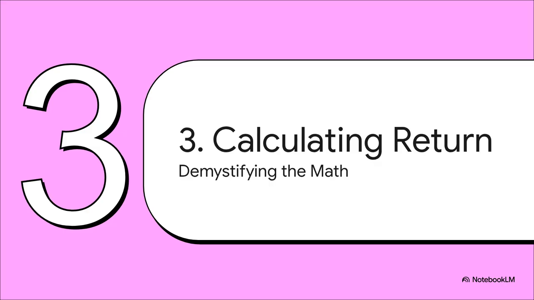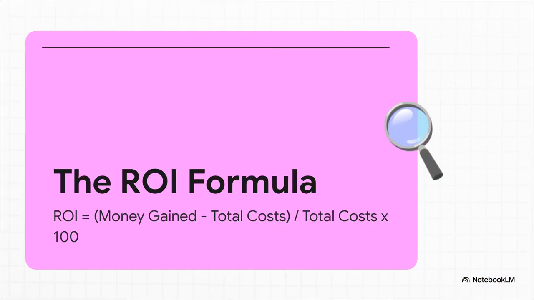All right, so you've got the big ideas, you know what you need to track, but how do you actually calculate the return? Let's demystify the math. I promise, it is way more straightforward than it looks. Here it is, the standard ROI formula. Now, don't let it intimidate you. It's simply the money you gained minus your total costs, and then you divide all of that by the total costs. Multiply it by 100, and you get your percentage. It's a really powerful tool for getting some clarity.